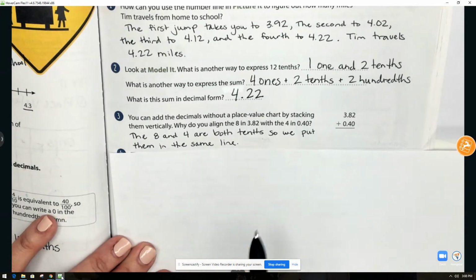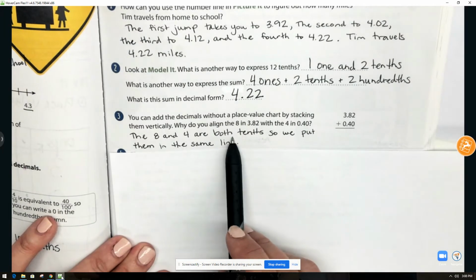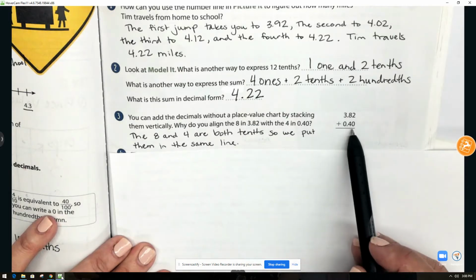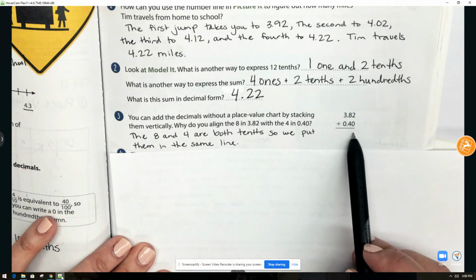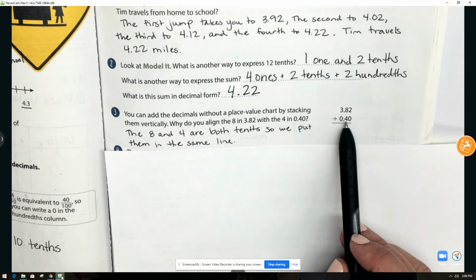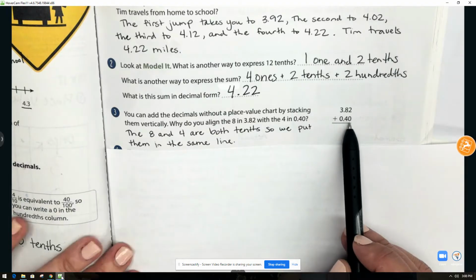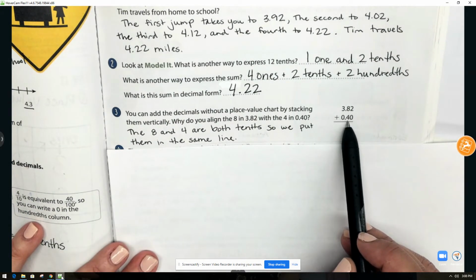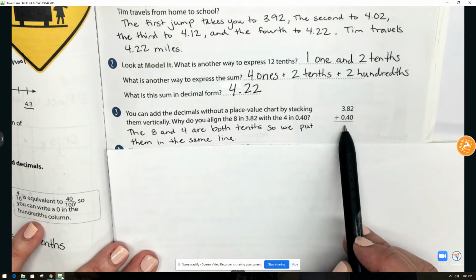Here's what I said. The 8 and the 4 are both tenths, so we put them in the same line. Even though we don't have a place value chart, our 2 is where the hundredths go, and the 4/10 has 0/100, so remember we can put that 0 there. Then we have our 8 and our 4, which are both tenths, so they go in the same line.